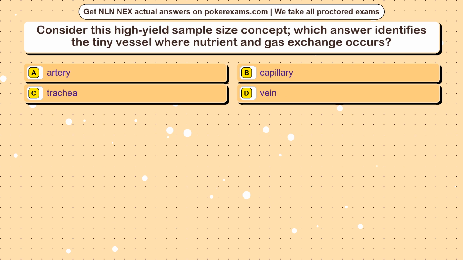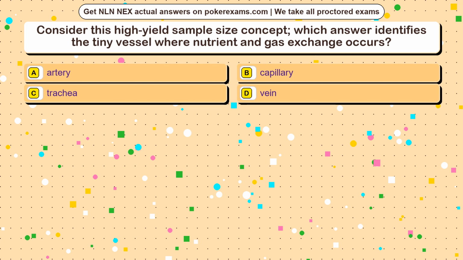Question 18. Consider this high-yield sample size concept. Which answer identifies the tiny vessel where nutrient and gas exchange occurs? Option A, artery. Option B, capillary. Option C, trachea. Option D, vein.